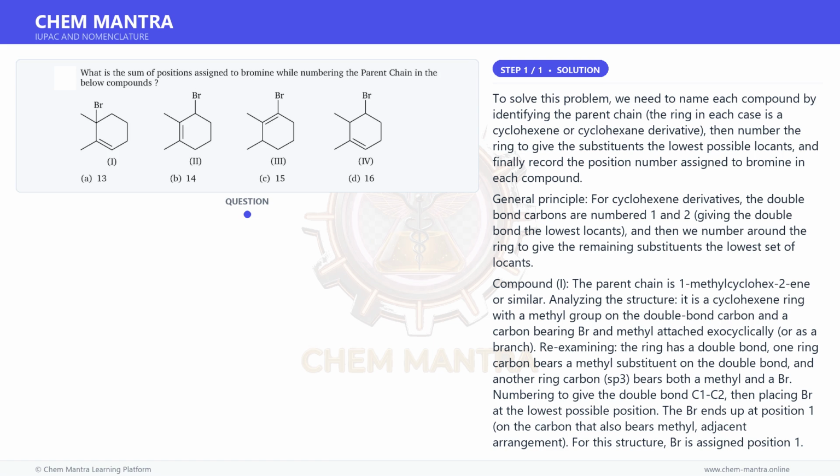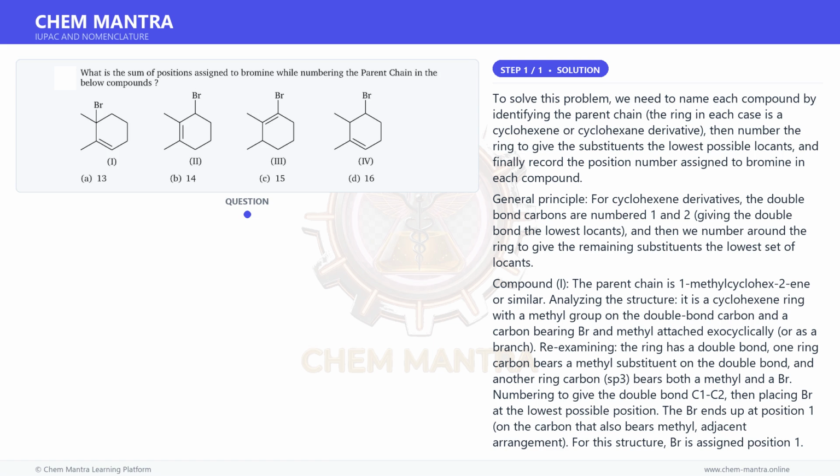and a Br, numbering to give the double bond C1, C2, then placing Br at the lowest possible position. The Br ends up at position 1 on the carbon that also bears methyl, adjacent arrangement. For this structure, Br is assigned position 1. Compound 2, the parent is a cyclohexene with Br and methyl on C1, the same sp2 carbon, and methyl on C2. Numbering the ring, the double bond is between C1 and C2. Br is on C1. Position of Br is equal to 1.